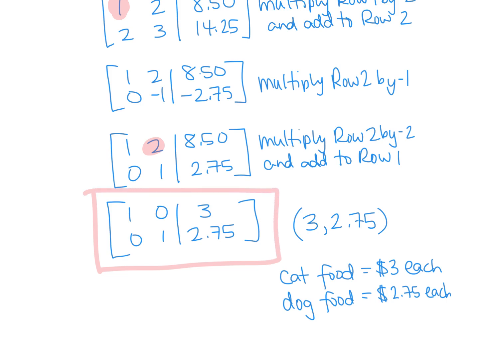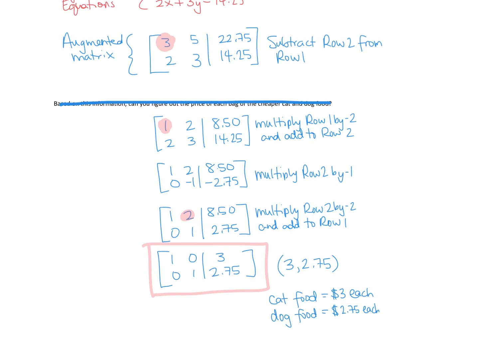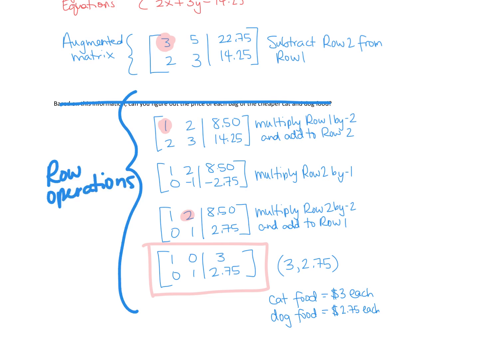Okay. So this process that we just did, this whole process right here, was using row operations. Row operations took us from the augmented matrix to the reduced row echelon form that revealed our solutions. Okay. All right, let's go ahead and do our takeaways.